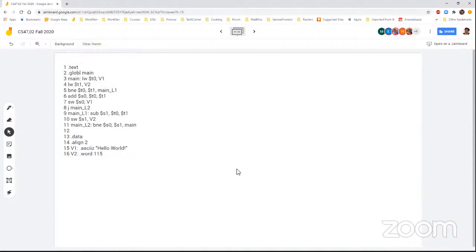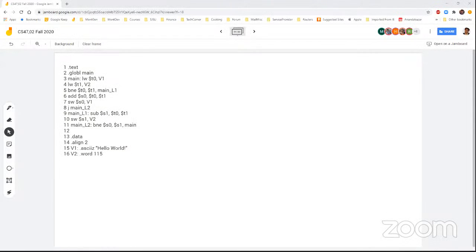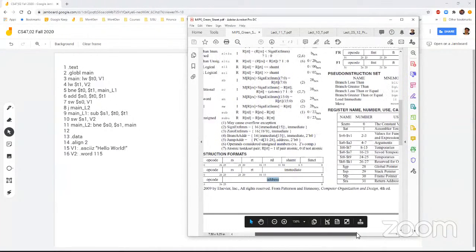Okay, so it's given that you have to make a symbol table out of this program. So what we need to do is know where to start this addressing. Maybe we need to go back to this guy once more.